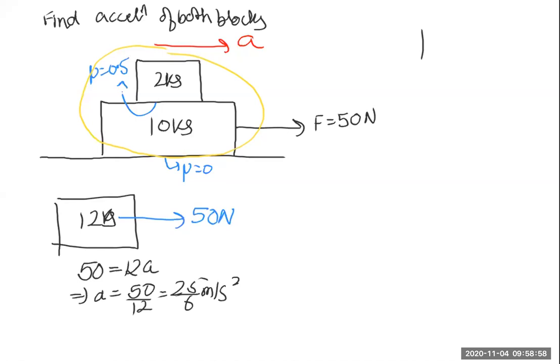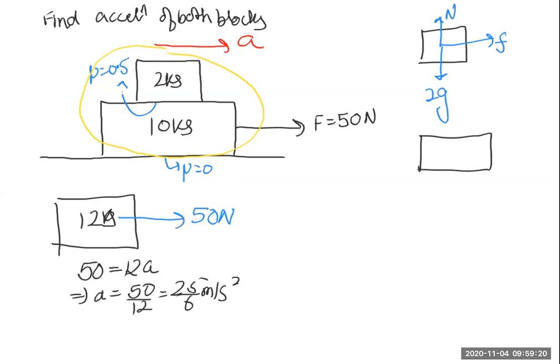Now if I were to draw the individual FBDs, then I would get for the 2 kg block 2g and f, and for the 10 kg block I would get capital F, f, 10g, N separately. I'm almost willing to bet that your FBDs are wrong aur aapne purane wale FBDs use kar liye hain. The force is now being applied on the 10 kg block, so when I apply this force here, then block like so, and there will be a friction force on the 2 kg block like so.